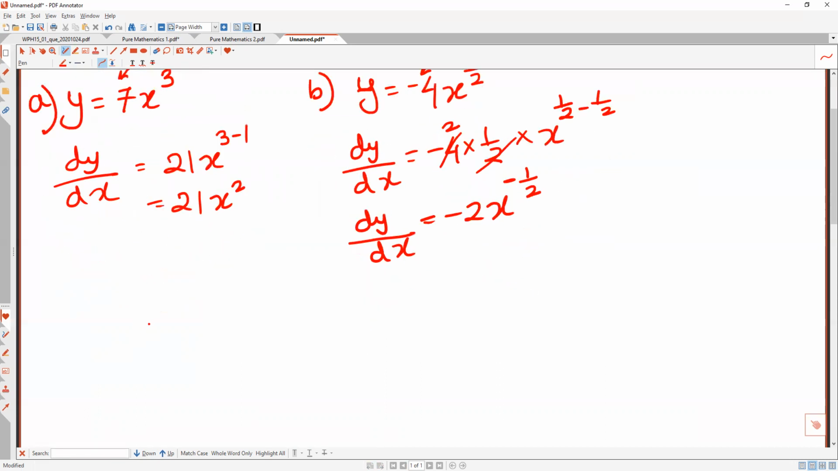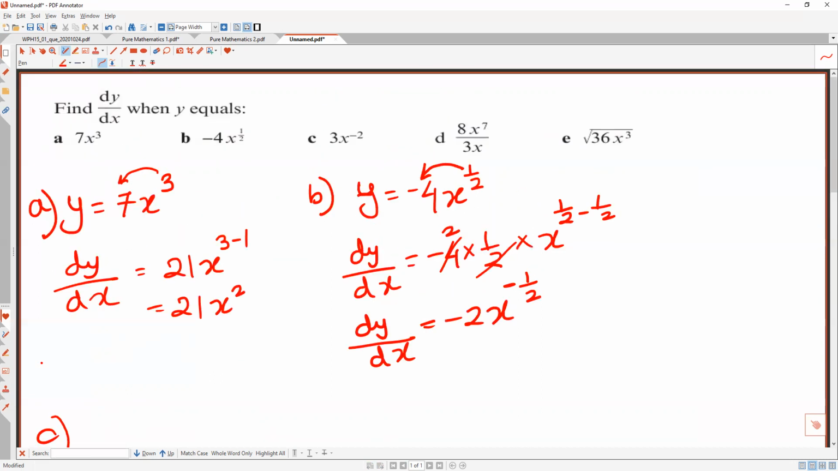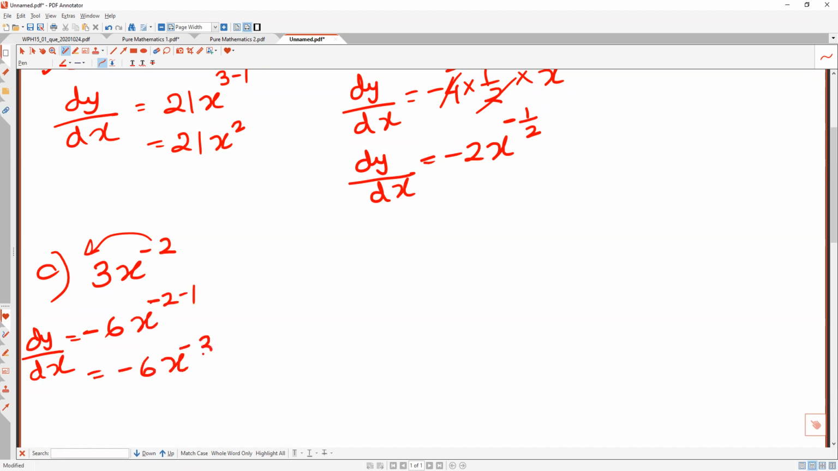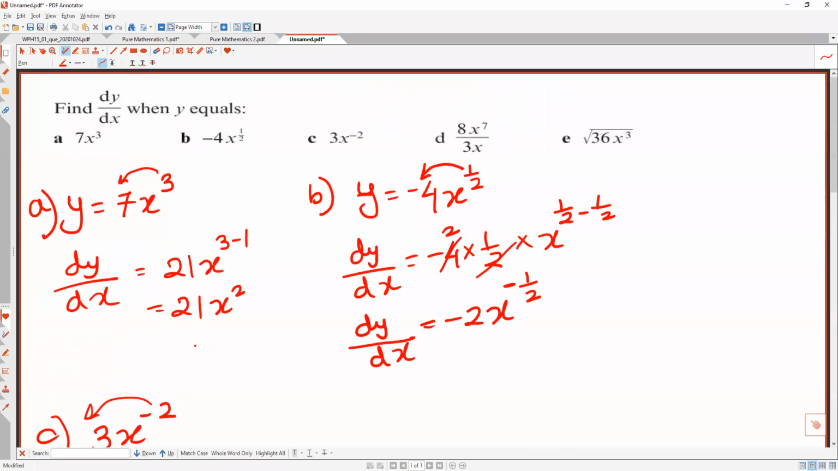Let's go with the C part now. C part is 3x raised to minus 2. Very easy. Bring the minus 2 here, so minus 6. So dy by dx, write step by step, equal to minus 6 x raised to minus 2 minus 1. I'm still writing very step by step over here. If I want, I can write a shortcut. I could have just written minus 6 x raised to minus 2 easily. But just to show you guys, I'm doing that. Okay. Let's go to D part.